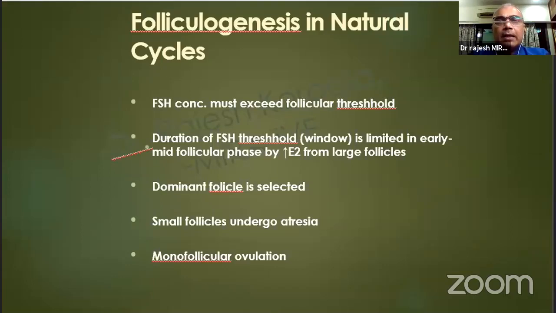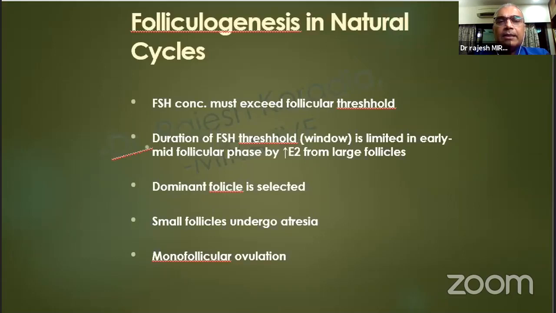As we discussed earlier, there is FSH secretion from the pituitary. This FSH concentration must exceed the follicular threshold, and then and only then follicle recruitment occurs. The duration of the FSH threshold, or you can say window, is limited in the early mid follicular phase by the increase in E2 from the large follicle. I will explain in a little more detail.